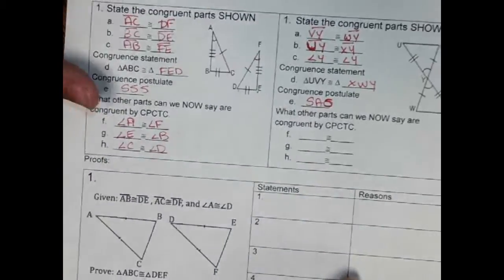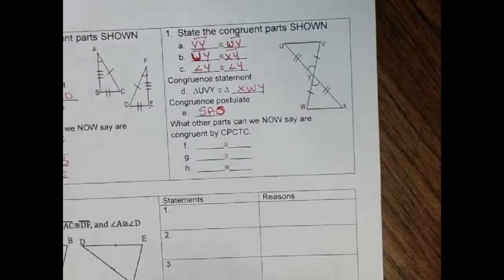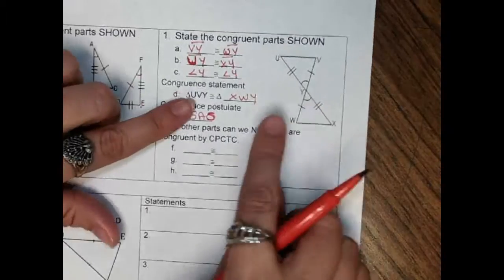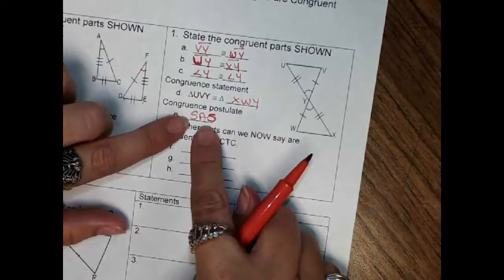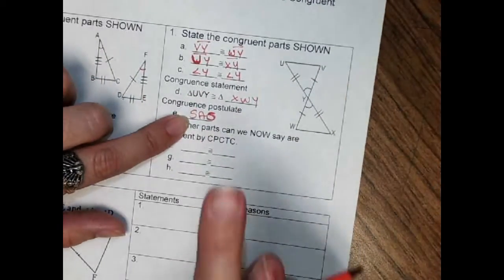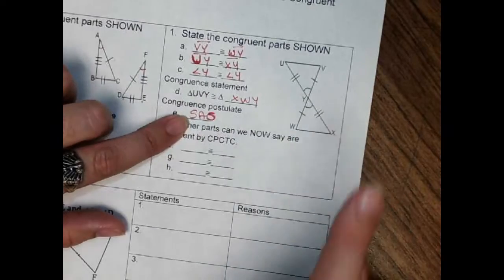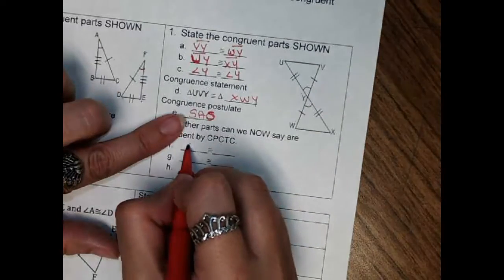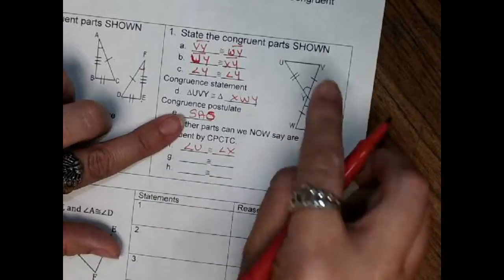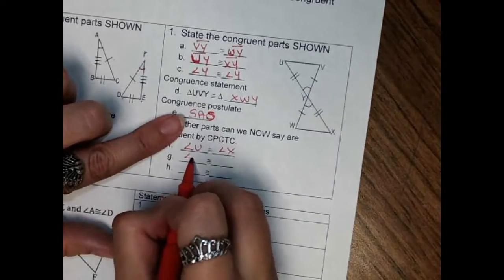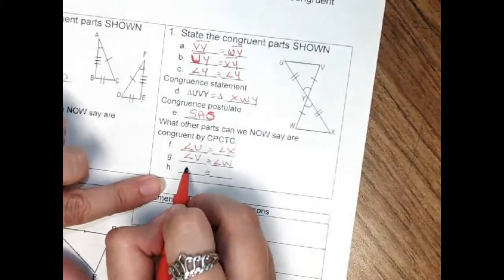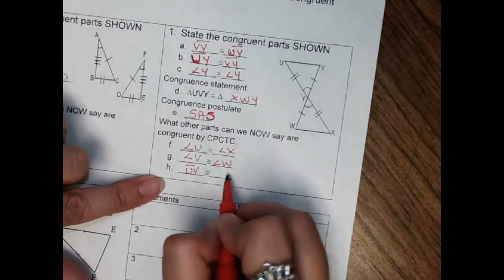We're going to repeat that on the next one. So I wrote down what was shown in the picture. I said the triangles are congruent by side, side, side, angle, side. Now that I know they're congruent, I can also do the other parts. I now know that angle U is also the same as angle X. Angle V is the same as angle W. And I also know that UV is the same as WX.